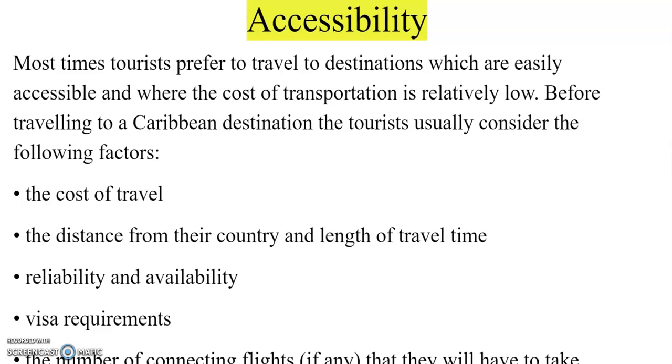Another factor that they will take into consideration is the number of connecting flights, if any, that they will have to take. Because sometimes, you have persons who are not so fascinated with traveling on planes. So if the destination will require them to do a number of connecting flights, they will resist visiting that destination. Right? So these are just some of the factors that a tourist visiting from a source country or from a supply country will take into consideration before visiting a Caribbean destination.